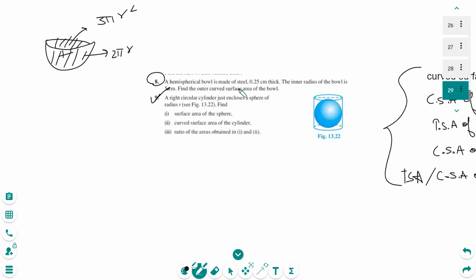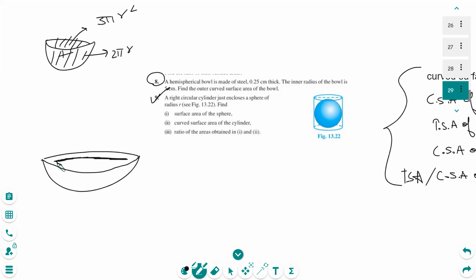So a hemispherical ball is made of steel, 0.25 centimeter thick. Okay, there is a hemispherical ball, something like this. Not perfect one, but it's okay. So that is my hemispherical ball. It's 0.25 centimeter thick. So it is kind of a hollow thing.